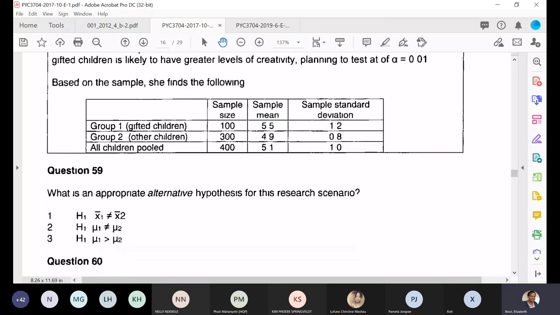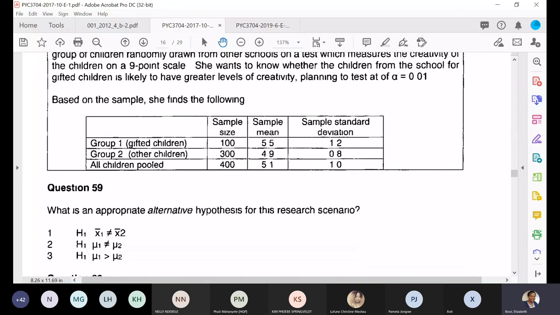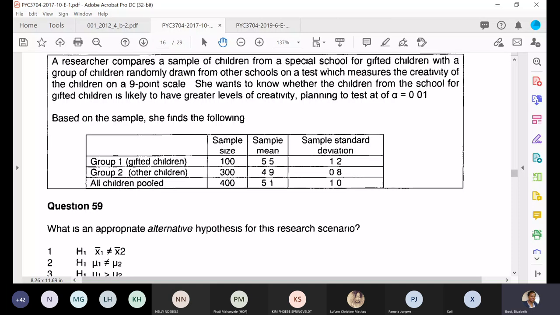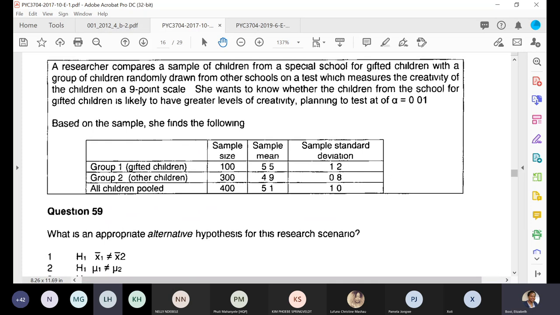What is the appropriate alternative scenario? So going back to the question, read what they want to test. Is there any way in that question, are they mentioning things like greater than, more than, number three? If not, it's greater than.